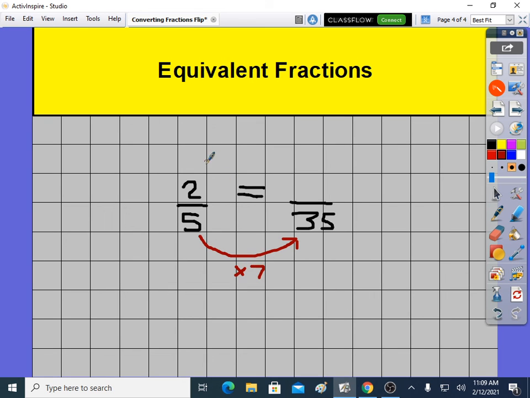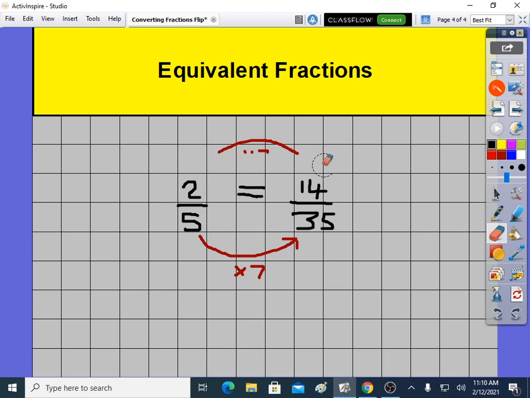So you just do what we've been saying in this part of the video. Do the same to the bottom as you do to the top. So you do 2 times 7 as well, which will be 14. So 14 has to go on the top. Any other number would make this not equivalent. If it was 13/35, it wouldn't be the same as 2/5. If it was 15/35, it wouldn't be the same. You have to multiply it by 7 if the bottom was multiplied by 7 to get an equivalent fraction.